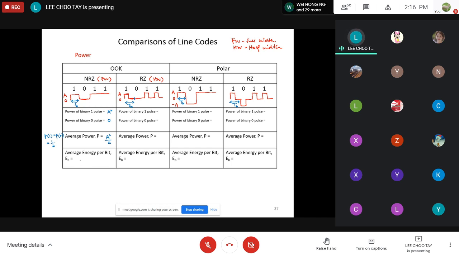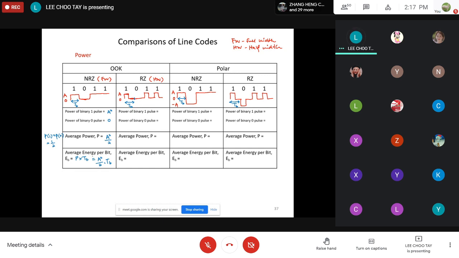Then what is the average energy per bit? You're going to see in your practical session the EB a lot. EB stands for average energy per bit. So how much energy is used to transmit one bit then? This can be found by taking the power multiplied with your bit duration. And this is A square over 2 times TB.